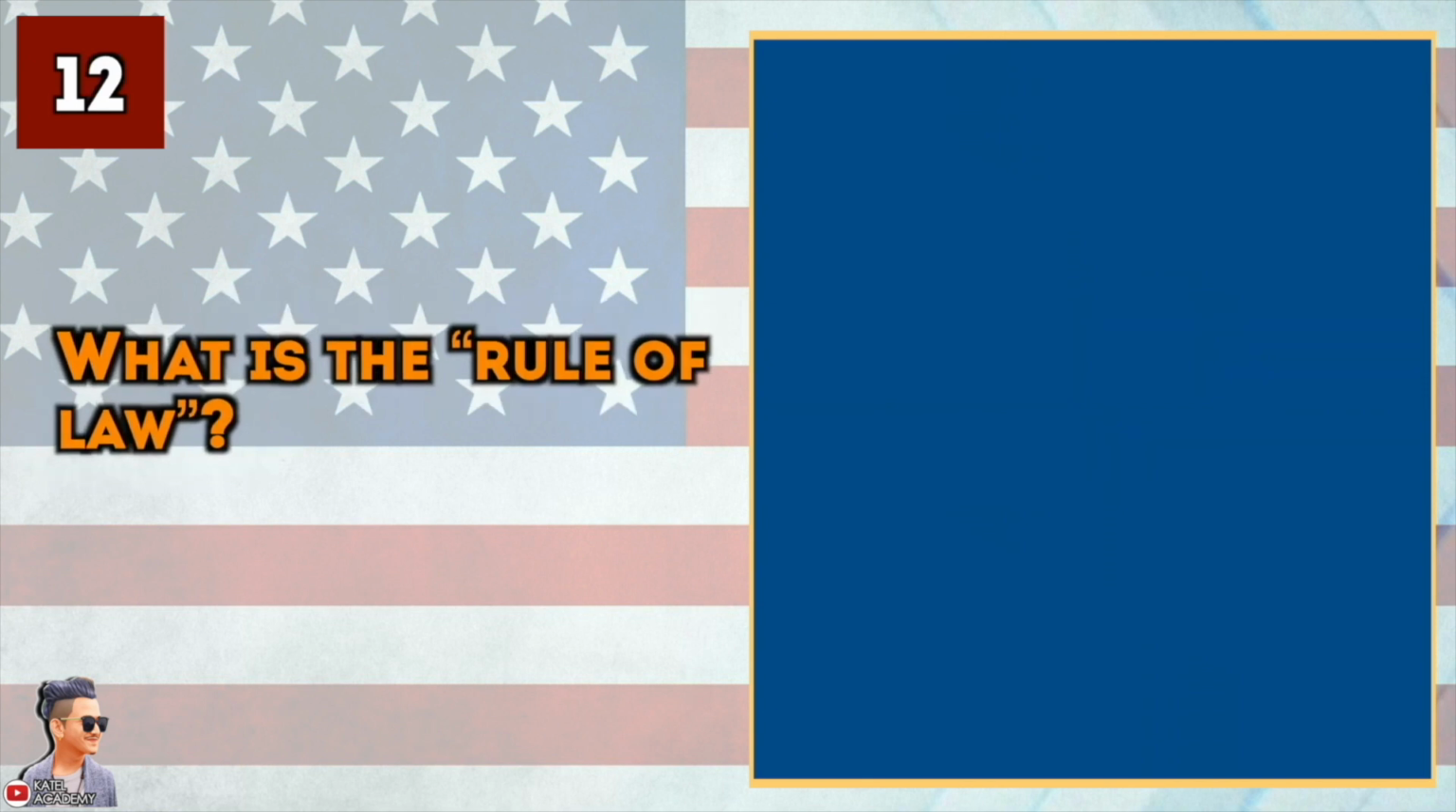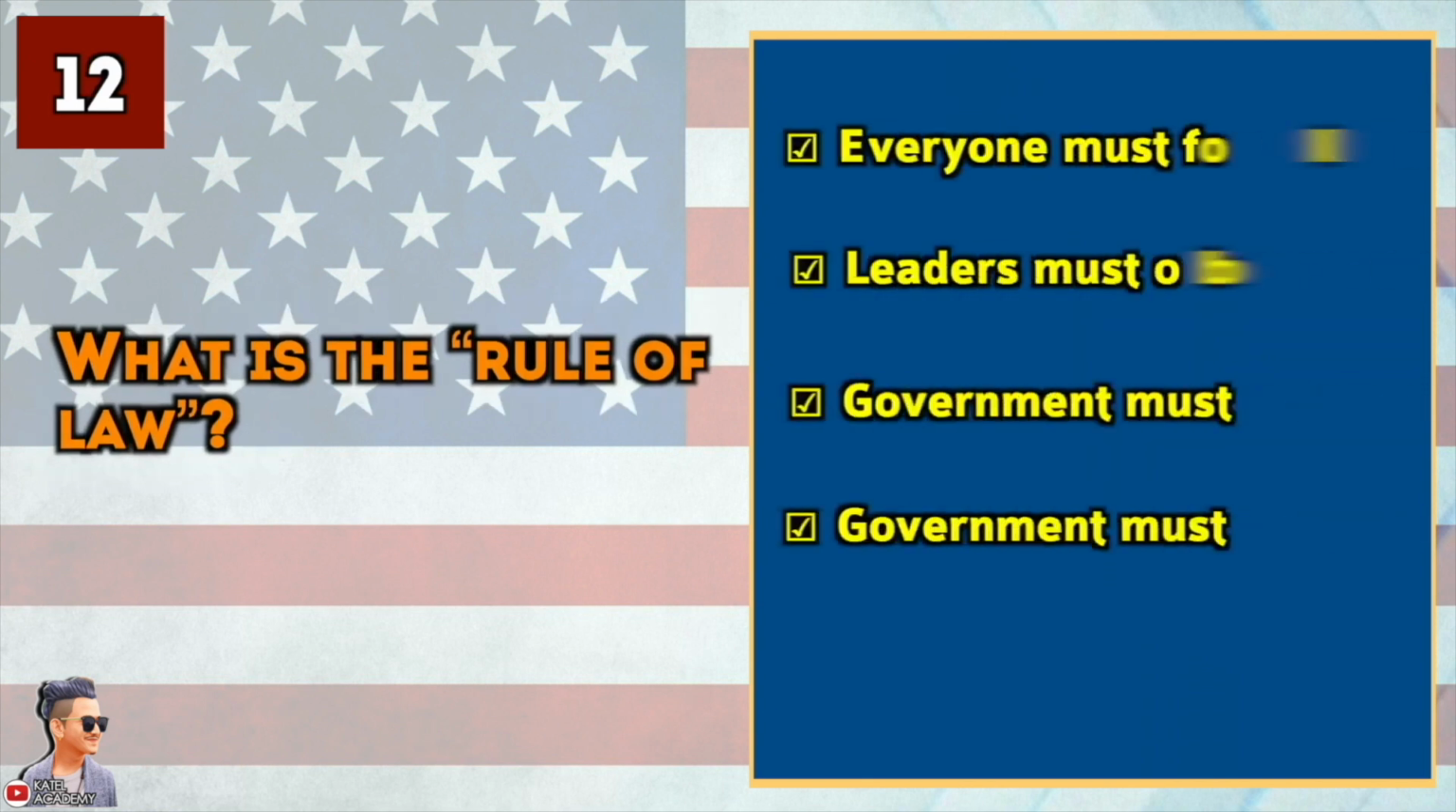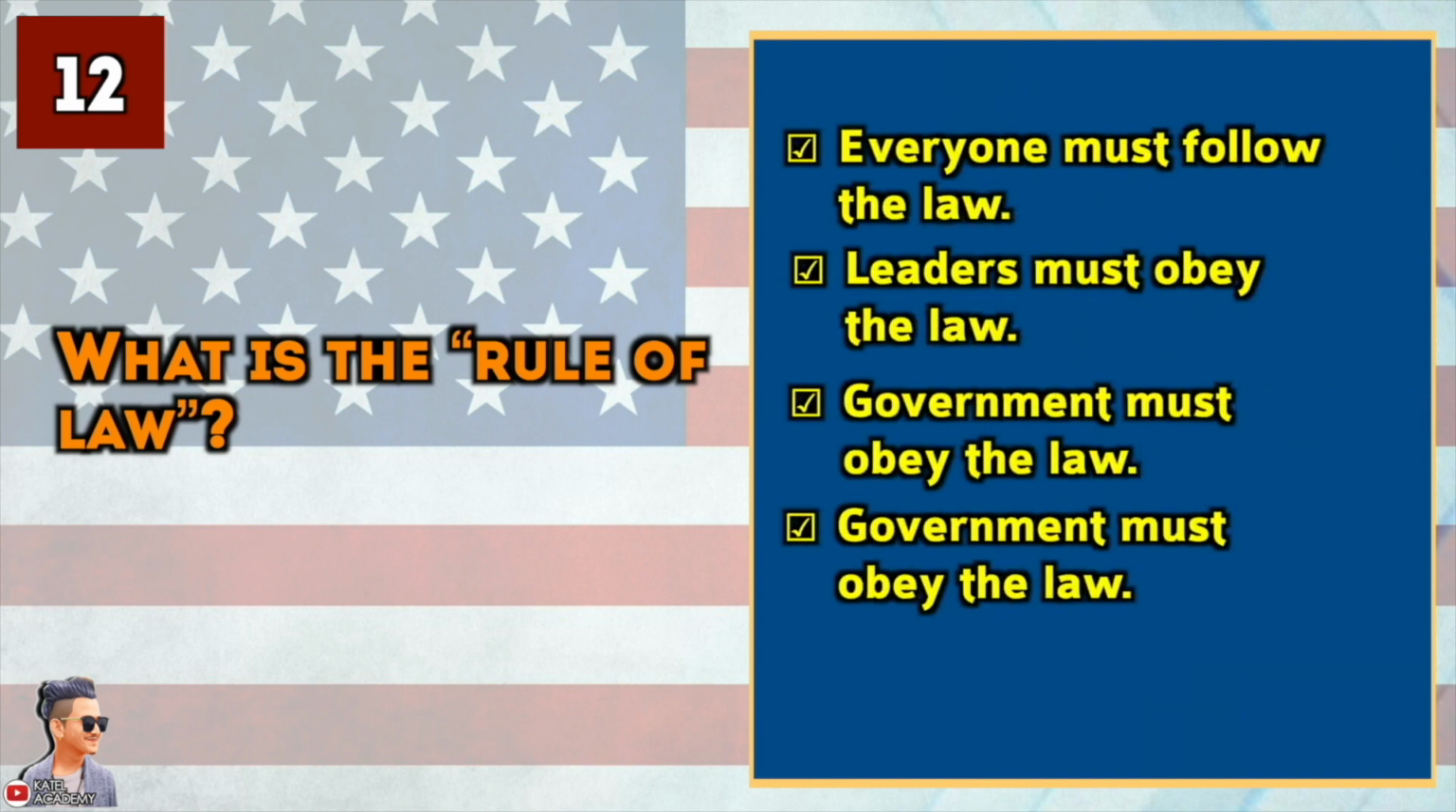What is the rule of law? Everyone must follow the law. Leaders must obey the law. Government must obey the law. No one is above the law.